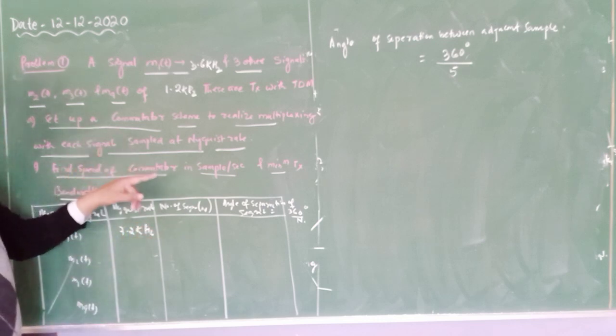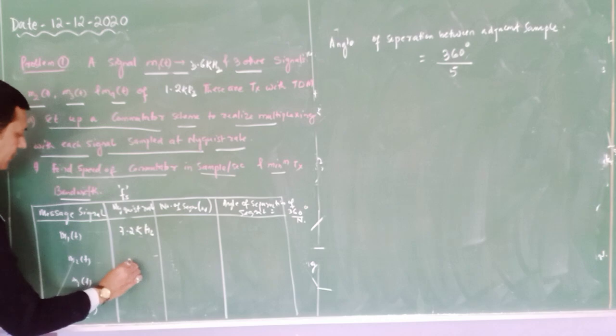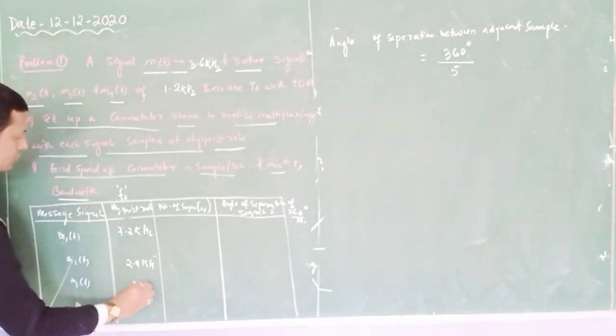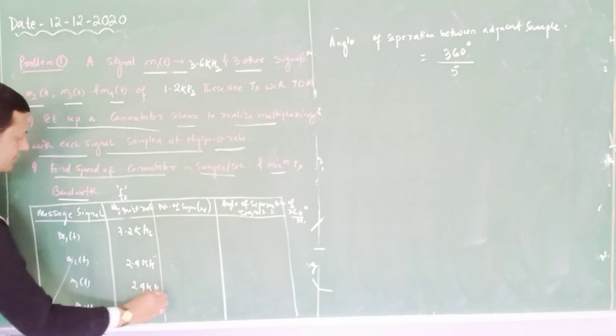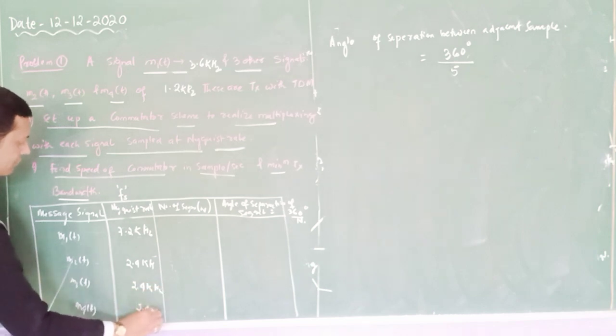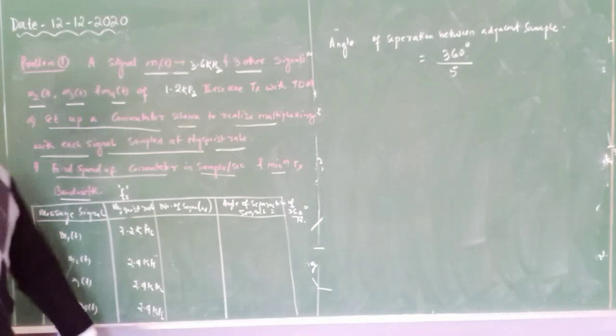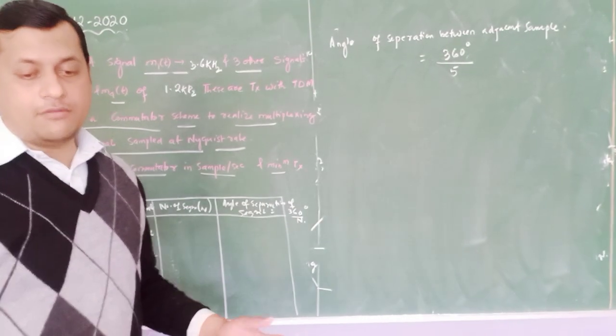Then 1.2 into 2 is 2.4 kilohertz. Similarly, this is 2.4 kilohertz. Similarly, this is 2.4 kilohertz. Done. Now, again we have to calculate the number of segments.